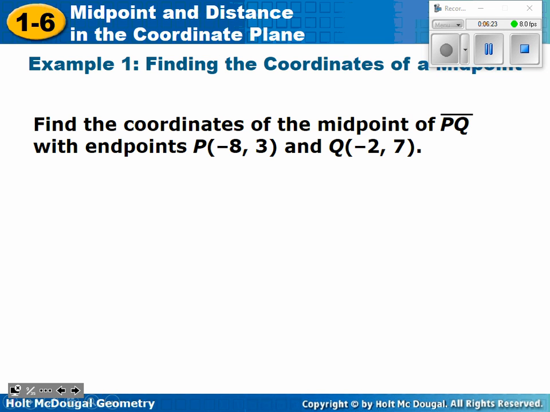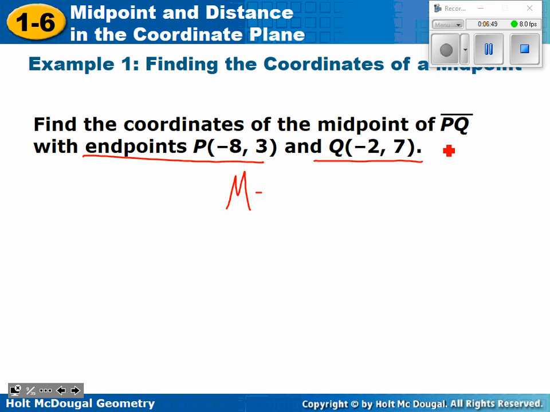You ready to practice the midpoint formula? These start off easy and they get harder as we go depending on what they give you in the problem. This first one is really simple. It just says find the coordinates of the midpoint of line segment PQ if they give you the endpoints P and Q. So basically they're giving you each endpoint and they're just simply asking you to find the midpoint. So all you have to do is average your x's and average your y's.